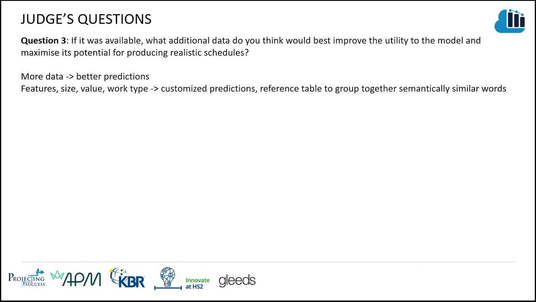Final question. If it was available, what additional data do you think would best improve the utility to the model and maximize its potential for producing realistic schedules? If we had more data, then that would equal better predictions. We would improve feature, size, value, and work type, and then this would create customized predictions.